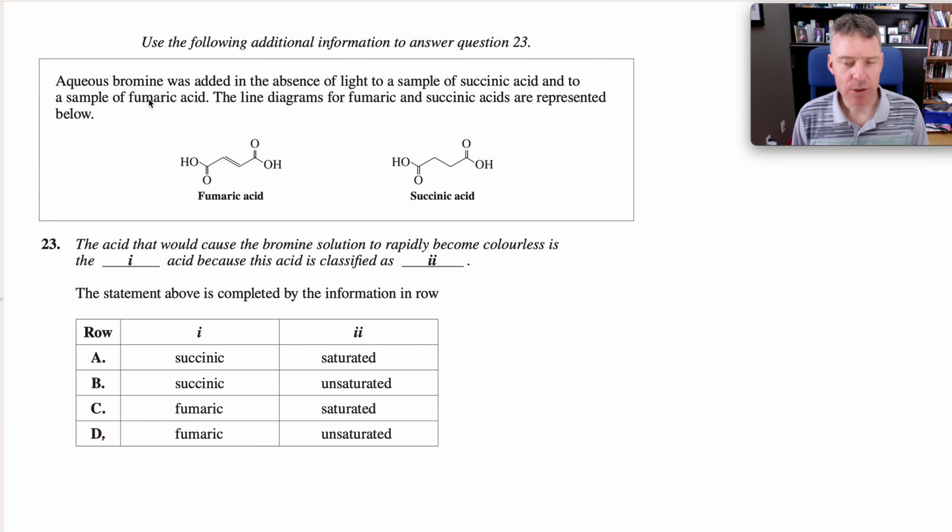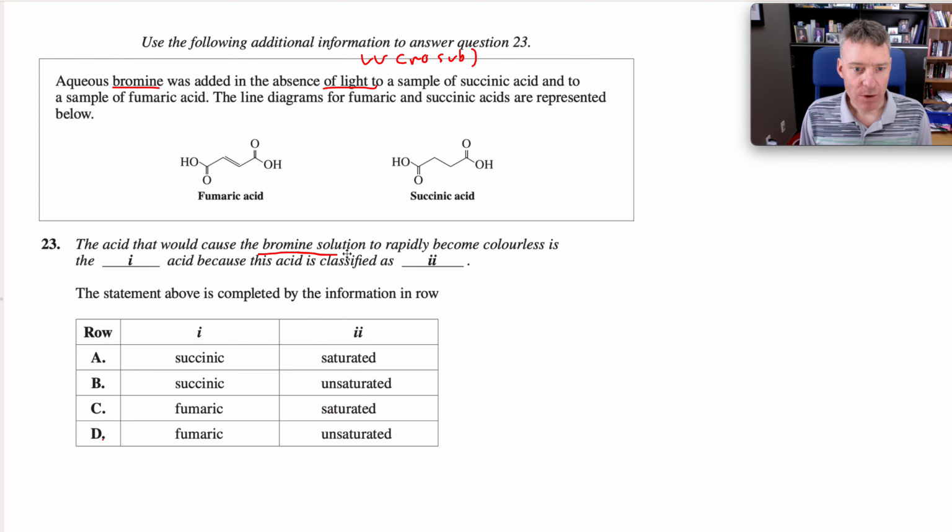Pretty much every diploma is going to have bromine reacting with double bonds or not reacting when there's an absence of double bonds. We have aqueous bromine added, absence of light. So this is saying there's no UV, there's no substitution. Okay. So both of these acids would react with bromine rapidly to become colorless. So what has a double bond? And only this one has a double bond.